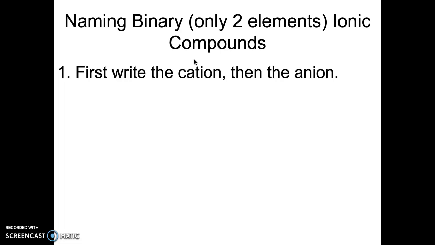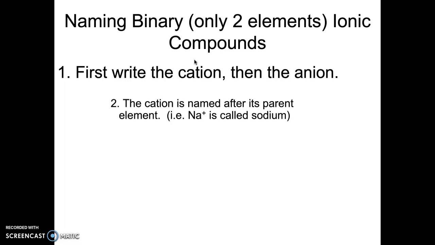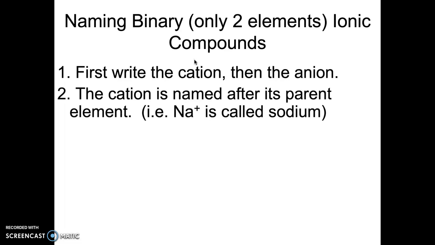So remember, the cation is the one that has a positive charge. So you're looking at the elements that are on the left side of the periodic table. And then the anion, and those are ones that are more to the right. Those are the ones that are more negatively charged. The cation is named after its parent element. So for example, Na plus is called sodium.